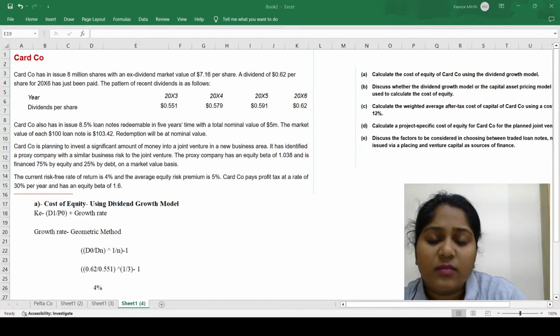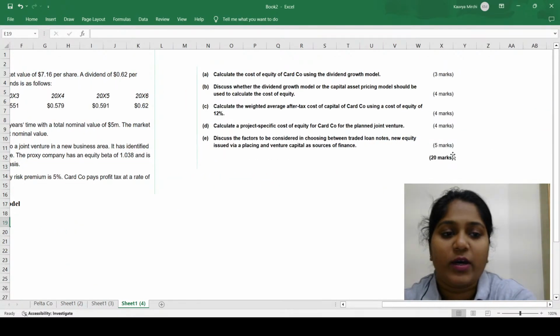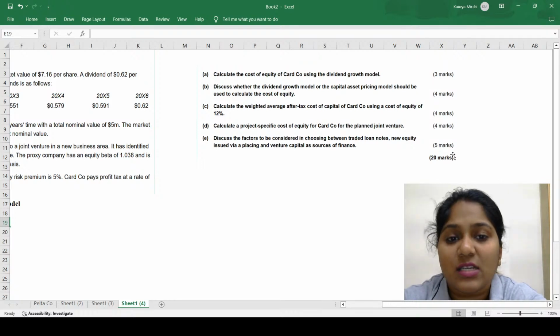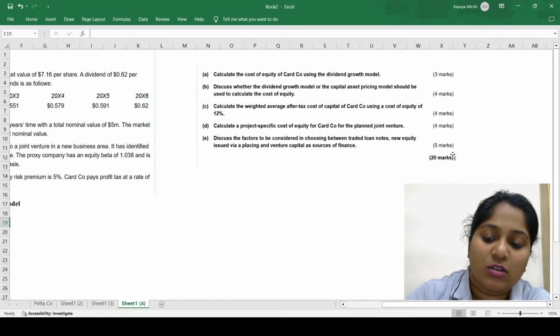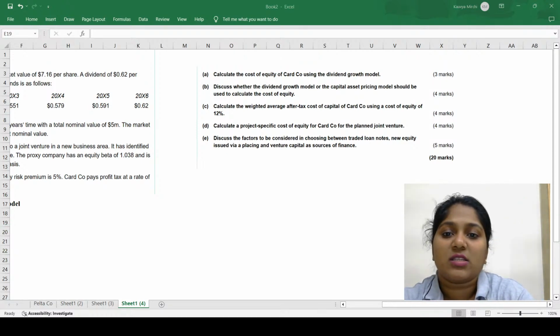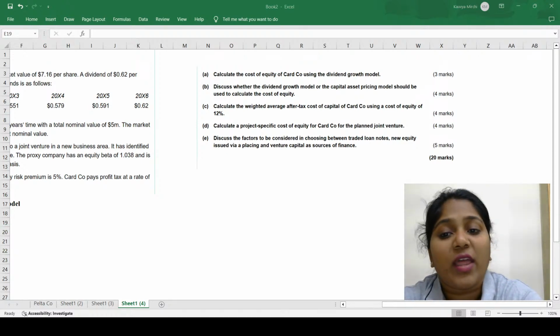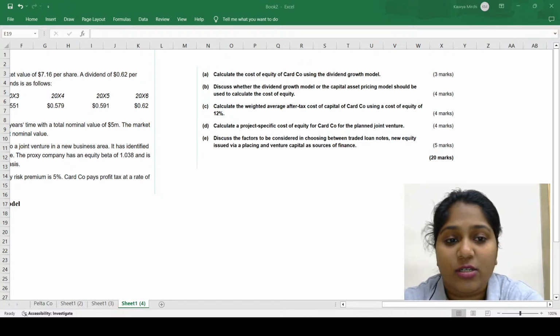Okay, let's read the next requirement. The next requirement is to discuss whether the dividend growth model or the capital asset pricing model should be used to calculate the cost of equity. So you guys need to understand, they're asking you to discuss. So when would you use DGM? When would you use CAPM is the question here.